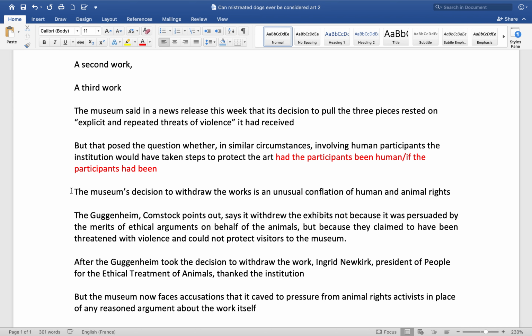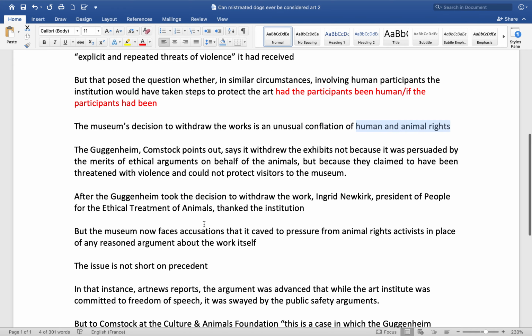Next paragraph: the museum's decision to withdraw the works is an unusual conflation of human and animal rights. So once again, we are in the same vein as the previous paragraph. It's all about this debate regarding animals. Are they different from humans? Do they have different rights? Should they be treated differently? Right. Next paragraph. I'm going fast.